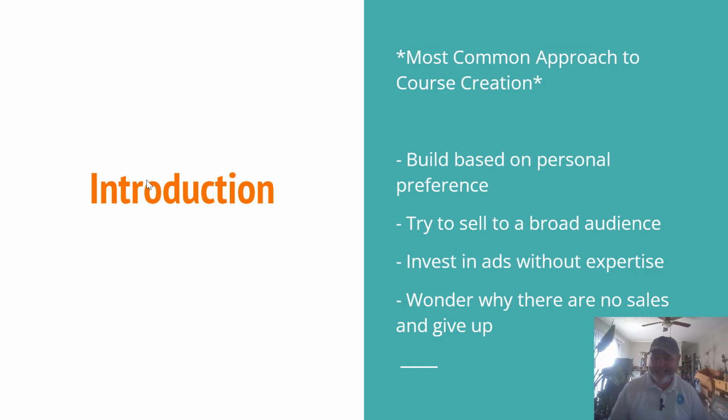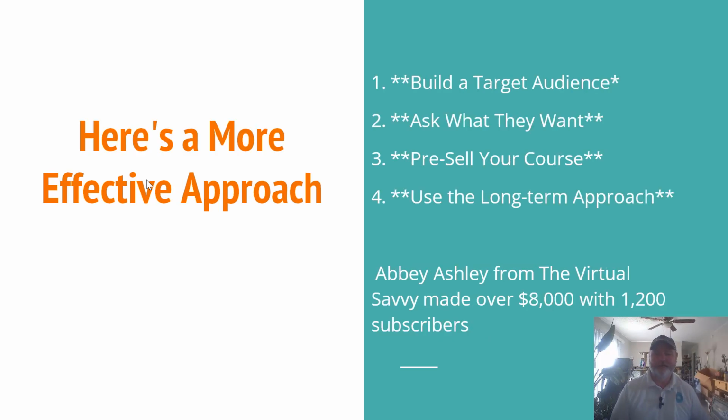So instead of doing something like that, you should do these things. You should build a target audience, spend time on building relationships with your people. Once you have 1,000 email subscribers, find out what they want to buy by asking, what is your number one problem right now? What is it that you want to learn about? And then have them buy it before you make it.